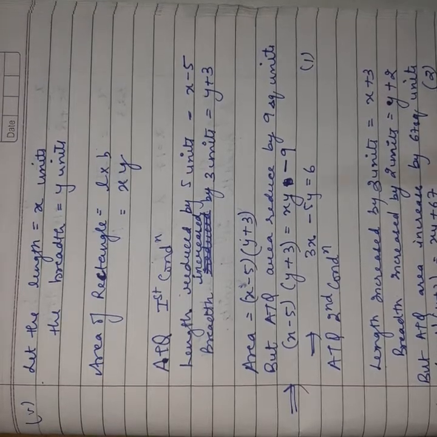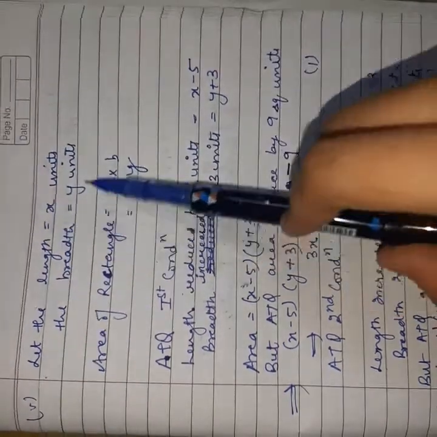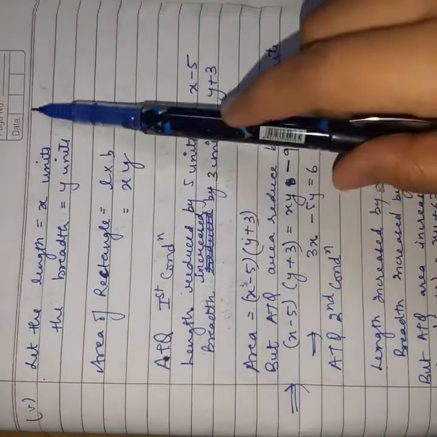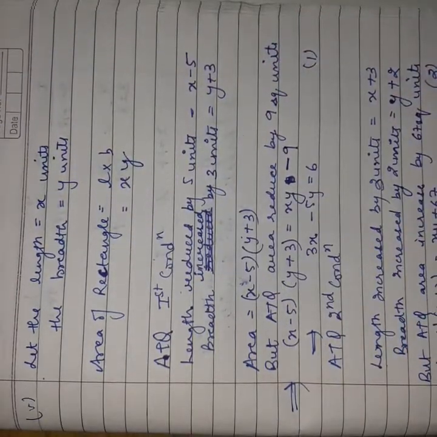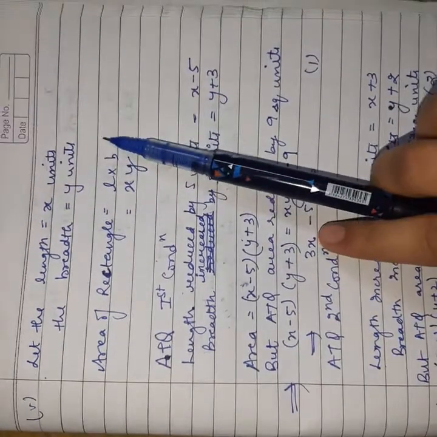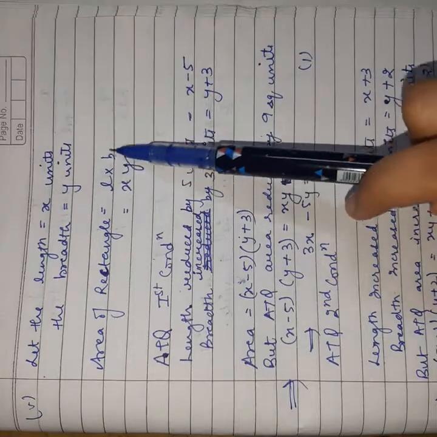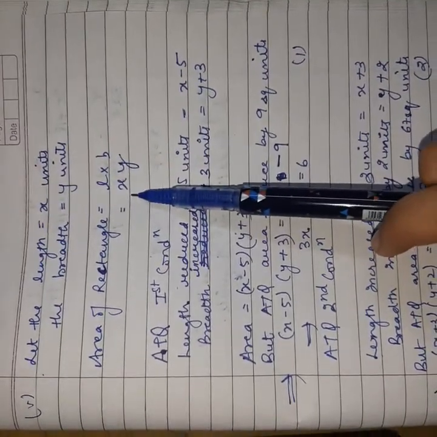So we have to find the dimensions of the rectangle which are unknown to us, and whatever is unknown, we let it be variables. So the length is x units and the breadth is y units. Okay. So what is the general formula of the area of a rectangle? That is L into B, right? Here our L is x and here our B is y. So x into y is our area of the rectangle.